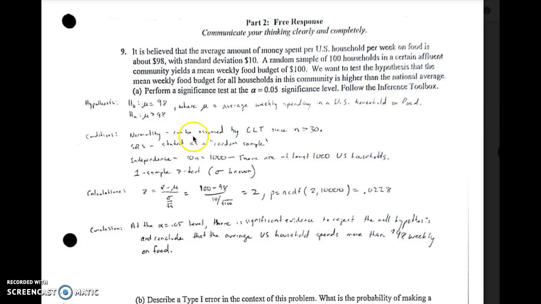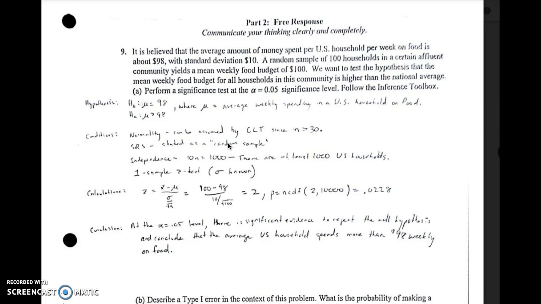The normality condition is satisfied by the central limit theorem since our sample in this problem was 100 households, and that number is greater than 30, so you can assume normality. The SRS, it's not necessarily an SRS, but it is a random sample, so we're not 100% confident in our answer necessarily. So we might have a little bit of caution, we might be a little bit reserved with our conclusions, but it is good still that it is a random sample.